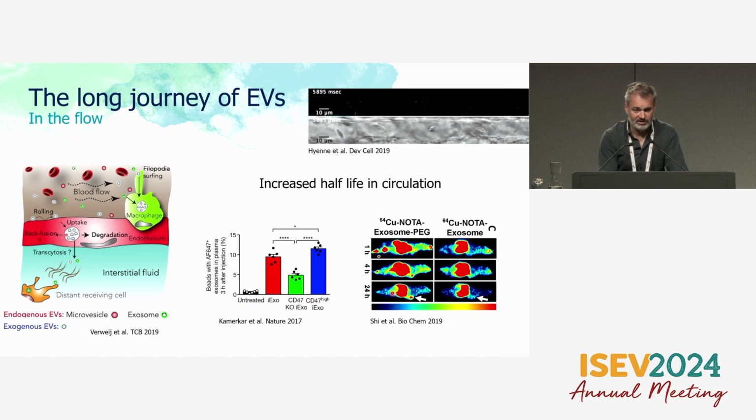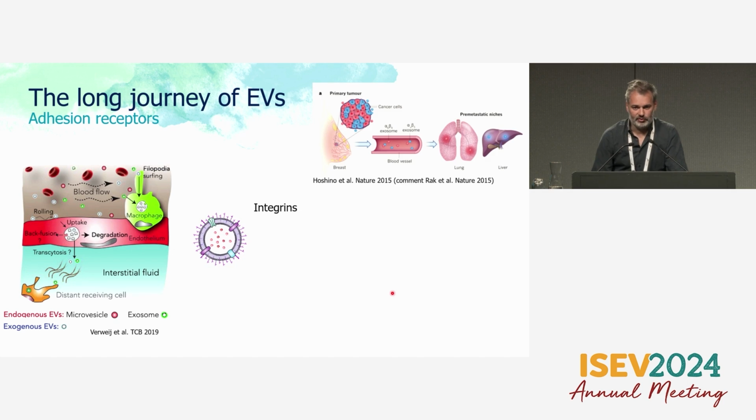Okay, so now how do EVs stop and how do they accumulate in specific organs? We know a few things about that. We know that adhesion receptors present at the surface of extracellular vesicles seem to be important.